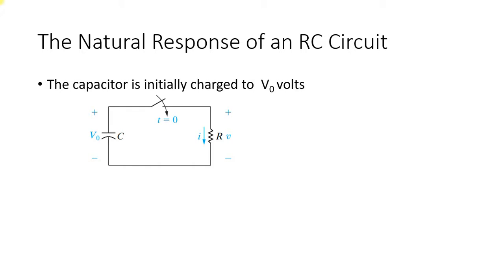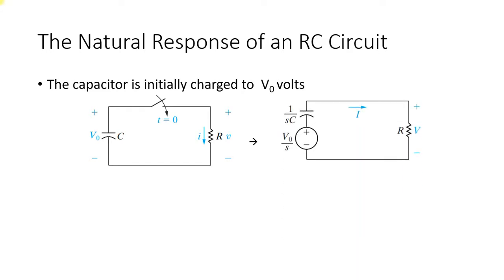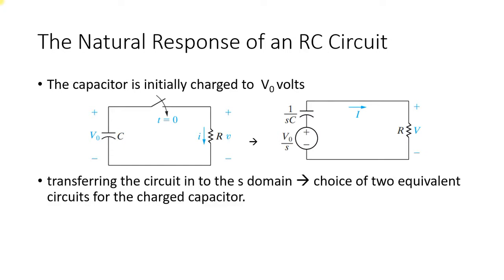The current through the resistance is given by I. The voltage across the resistance is given by V. This circuit is redrawn like this. In the previous lecture, we saw that when my capacitor has an initial voltage of V naught, it is replaced by either a series equivalent circuit or a parallel equivalent circuit. Here I consider the series equivalent circuit. I already told that.